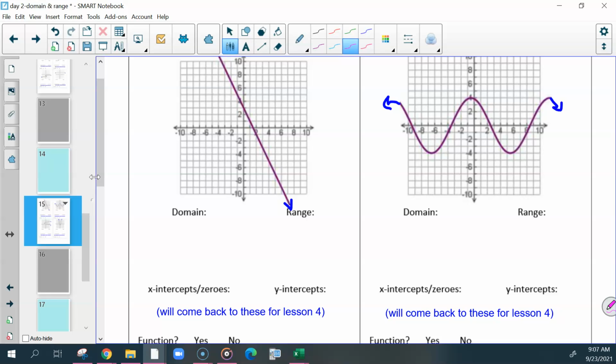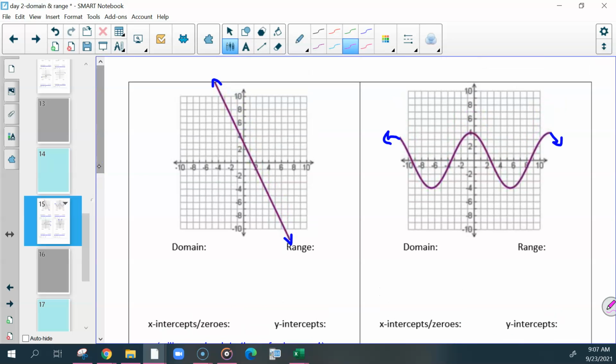So we're not going to do every single one of these because I'm going to let you practice some, but we are going to do some of these. So looking at this line, from looking at the domain, remember domain you kind of have to visualize. What would be my furthest point to the left? Then it would be all real numbers. That would be your final answer.